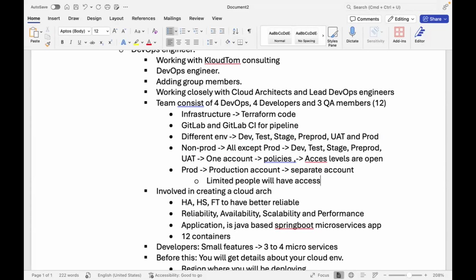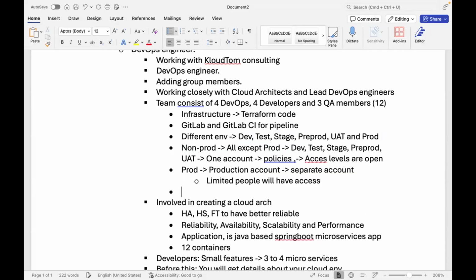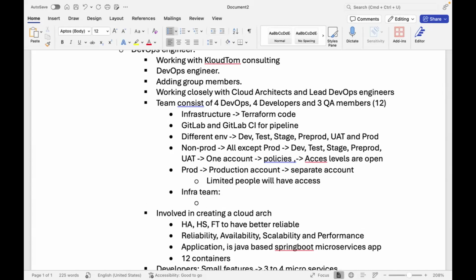If you are an infrastructure creation person, say for example, if you are part of the infra team, and you are responsible for creating dev, test, stage, pre-prod, UAT. What is UAT? User acceptance testing, sir. Yeah, user acceptance testing.